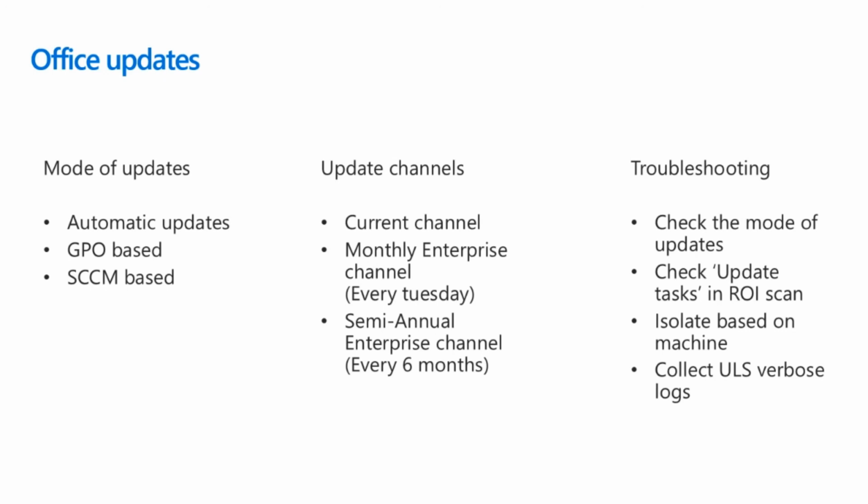When it comes to troubleshooting, we have to check the mode of updates. We have to check what kind of mode they are using, whether it's automatic, GPO based, or SCCM based. And then we have to check the update tasks in the ROI scan, where we are able to see different task states. So we can check if it's failing or if it is going through. And we have to isolate based on machine. And for updates as well, like installation, we collect ULS Verbose logs.